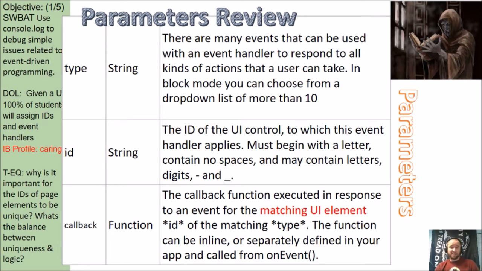So there are many events that can be used with an event handler to respond to all kinds of actions that a user can take. And in block mode, you can choose from a drop-down list of more than 10. Data type of a string is also used when creating IDs. So the ID of the UI control to which this event handler applies must begin with a letter and contain no spaces and all these other things we've talked about before. And then even within your callback function, this is executed in response to an event for the matching UI element, aka the ID of the matching type. So the function can be inline or separately defined in your app and called from in an on-event keyword.